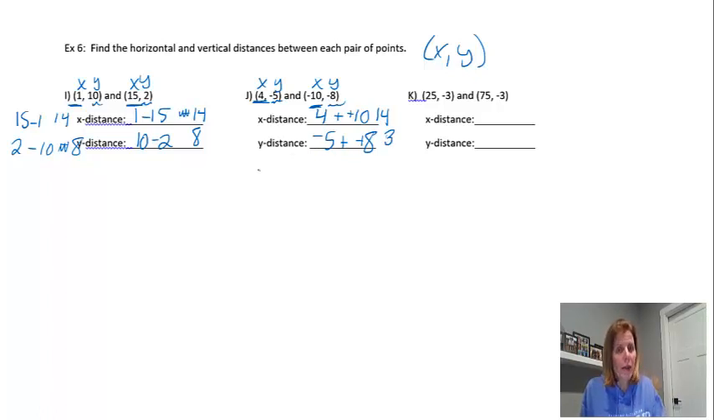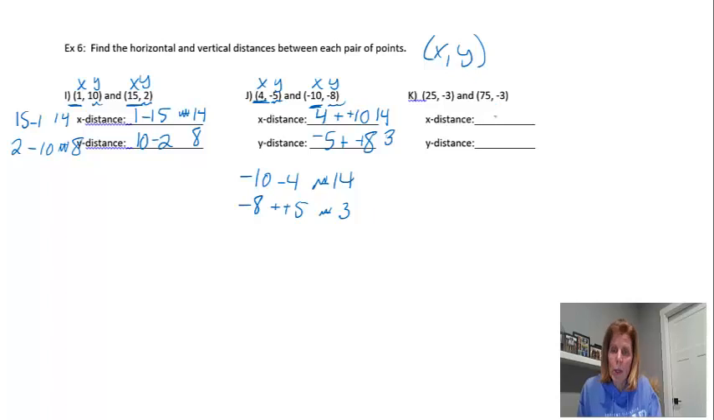Okay, I did want to show you again that if I would have gone the other way, what would have happened? So if I had gone right to left, I would have gotten negative 2 minus 4. That would have given me negative 14. And for now, we would have ignored the negative sign. And then negative 8 minus negative 5 would have given me negative 3. And again, for now, we would have ignored that negative sign because right now we're just talking about distances.